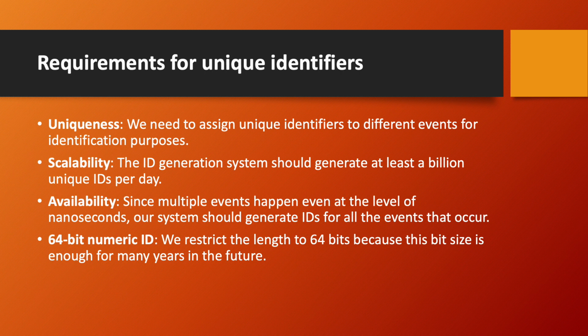So here are the requirements for unique identifiers. First, it should be unique. We need to assign unique identifiers to different events for identification purposes. Scalability. The ID generation system should generate at least 1 billion unique IDs per day. Availability. Since multiple events happen even at the level of nanoseconds, our system should generate IDs for all the events that occur. 64-bit numeric IDs. We restrict the length to 64 bits because this bit size is enough for many years in future.